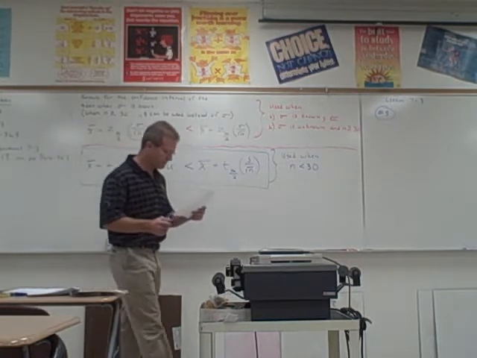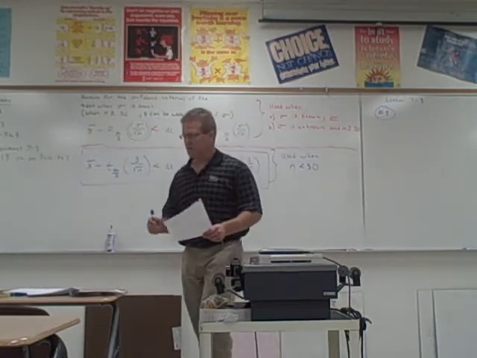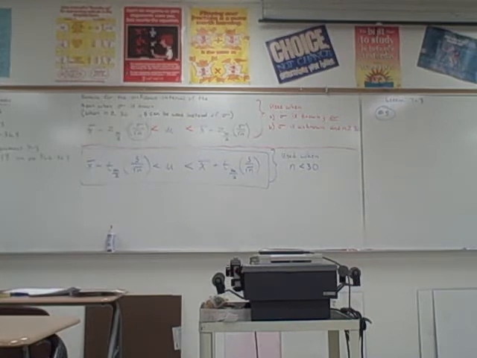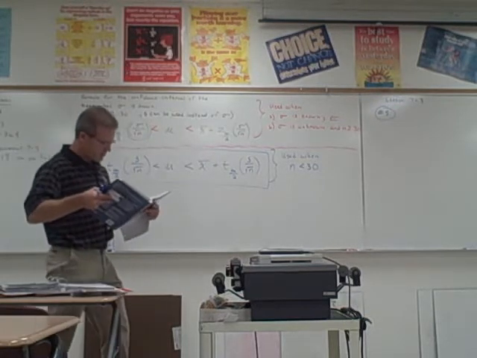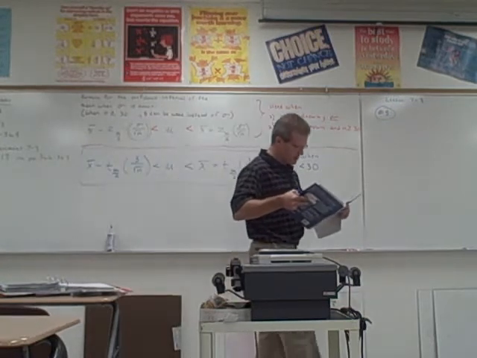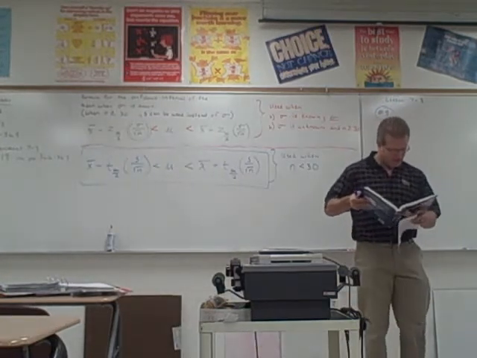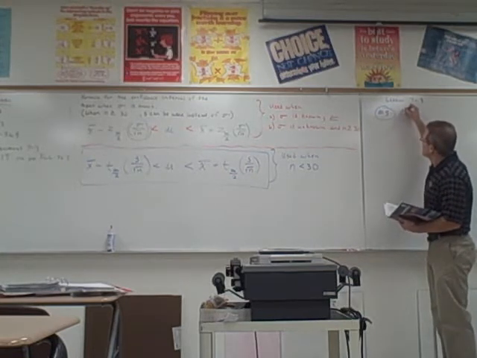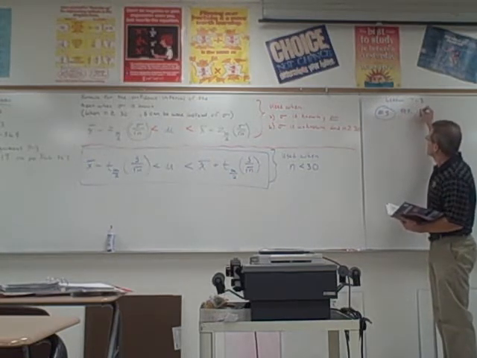Now, number 5. Better read the problem here. The average hemoglobin reading for a sample of 20 teachers was 16 grams per 100 milliliters, with a sample standard deviation of 2 grams. Find the 99% confidence interval of the true mean. So let's write down some information here. 99% confident.